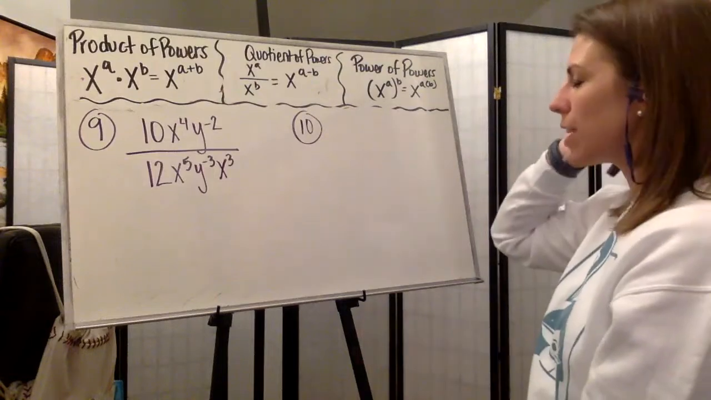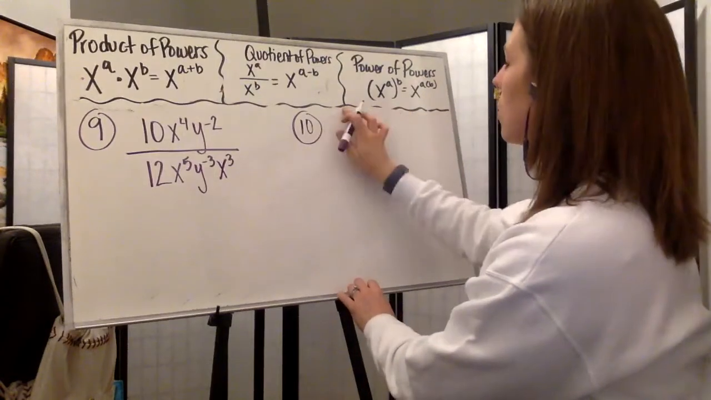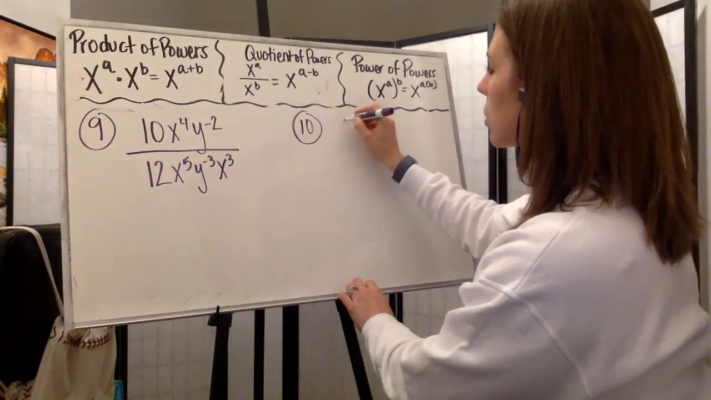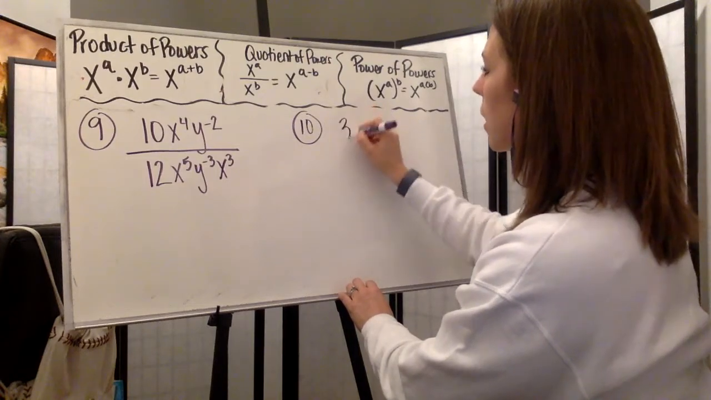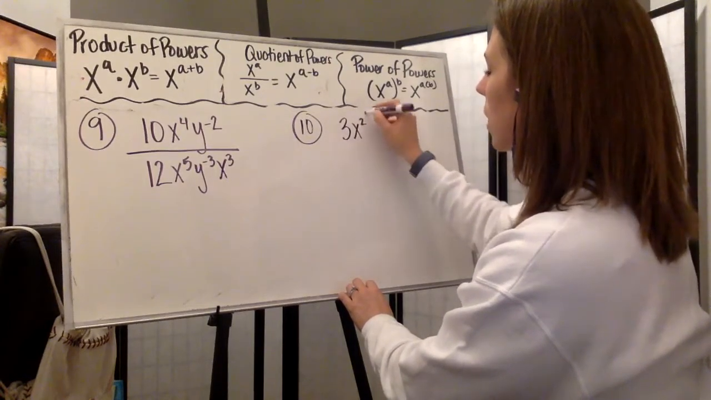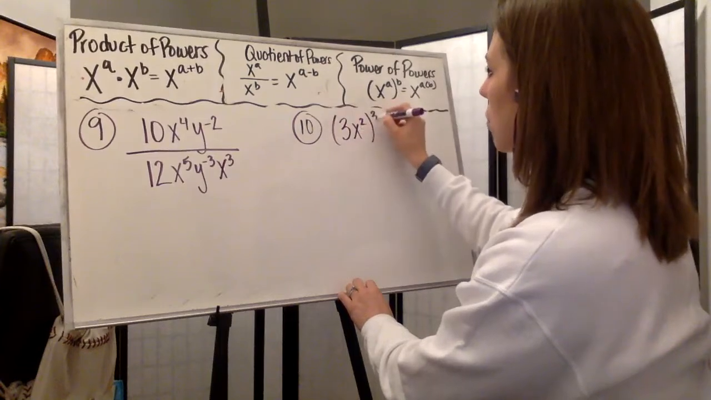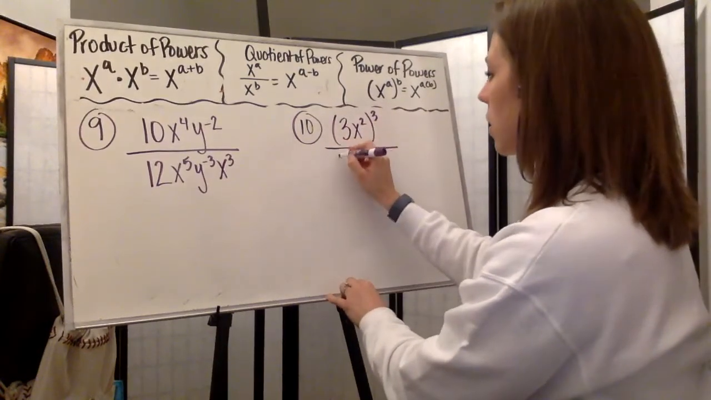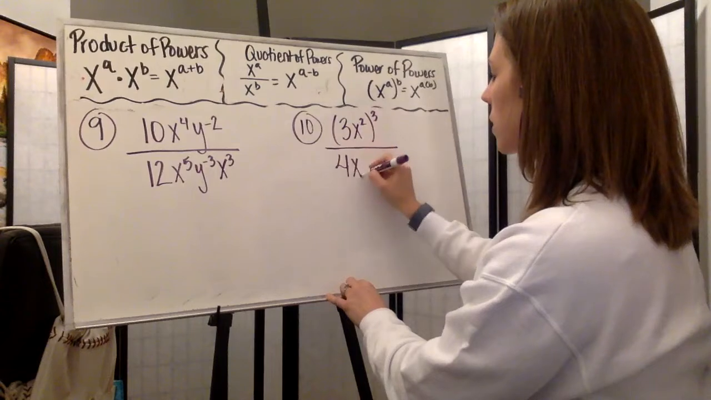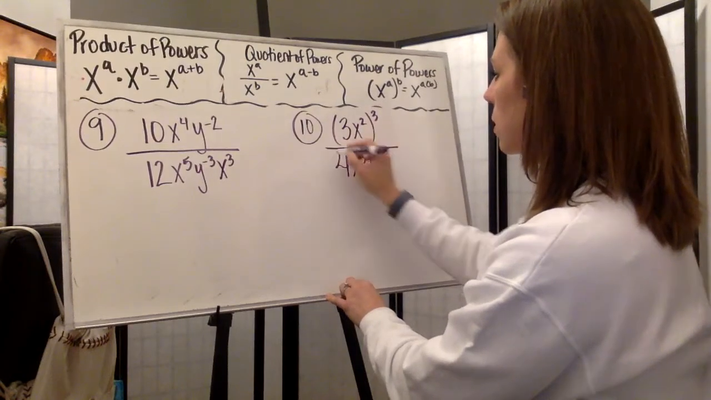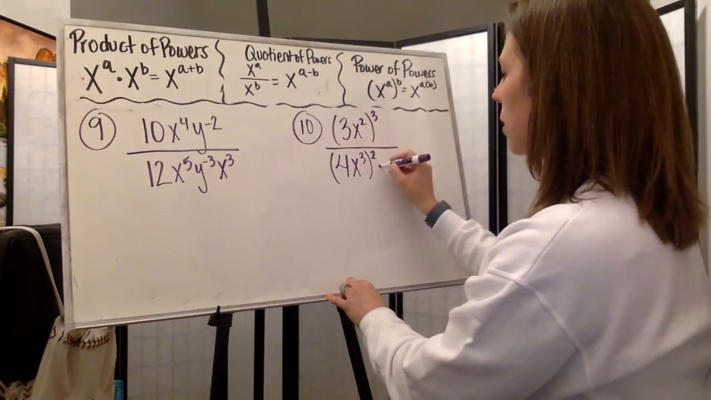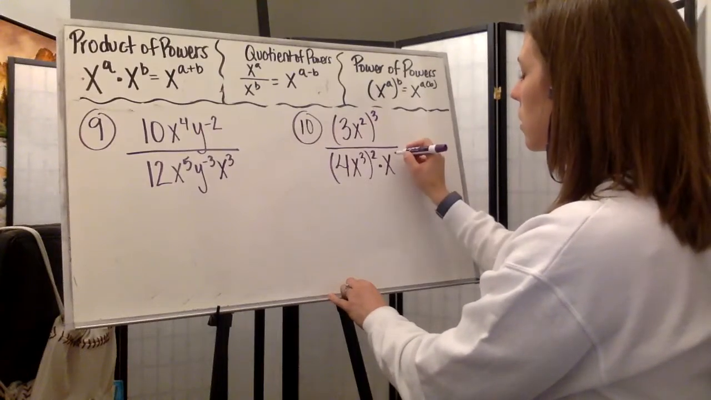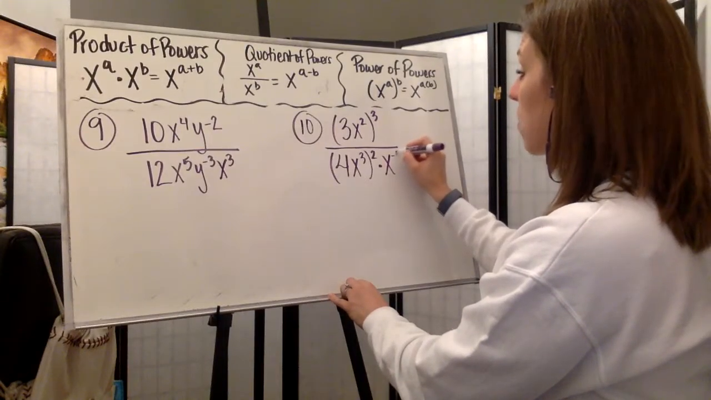Okay, over here for number 10, we're going to do in the numerator, how about 3x squared to the 3rd power divided by 4x cubed to the 2nd power times x to the negative 5th power.